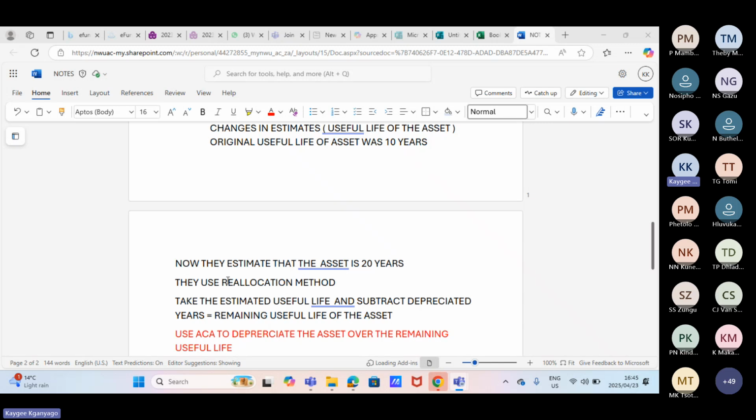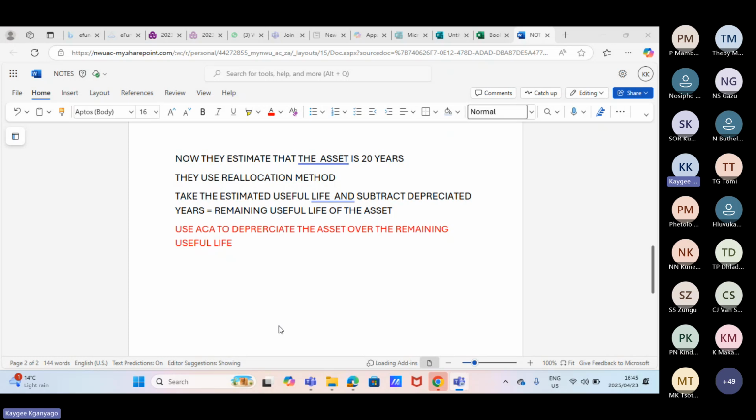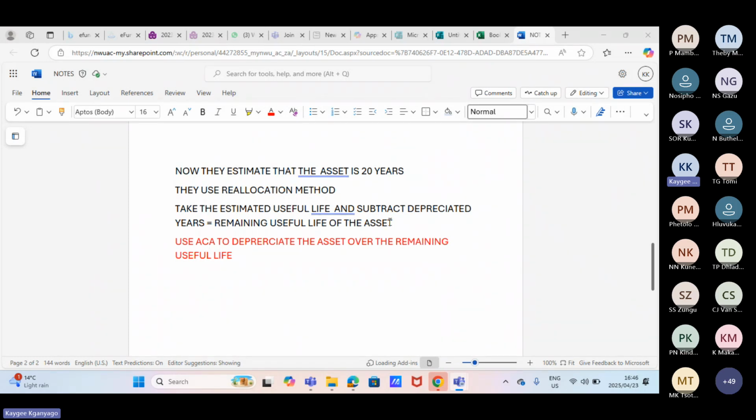I remember with the reallocation method, from this 20 years, we subtracted the years that have been depreciated on that asset, and then we had the remaining useful life of 15 years. Then we used the actual carrying amount to depreciate the asset over that remaining useful life. Now, with the catch-up method, we no longer focus on determining the remaining useful life of the asset based on the estimated useful life. We take this estimated useful life as if it was the original useful life of the asset. Then we adjust the carrying amount based on that.